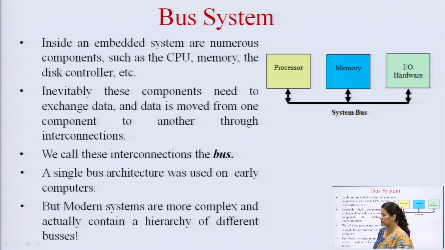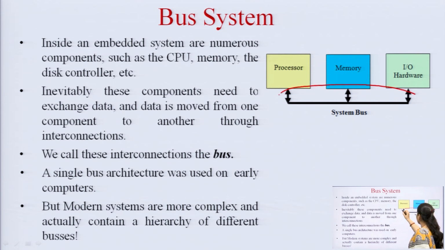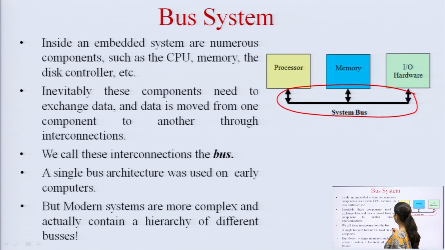And the last, there is a bus system: the processor, memory and input output hardware are connected through the system bus. We have to note that there is a bus in every microcontroller or microprocessor, and the bus comprises the data bus, the control bus and the address bus. All these buses work together to make the system bus. So, this is how this communication system is completed.